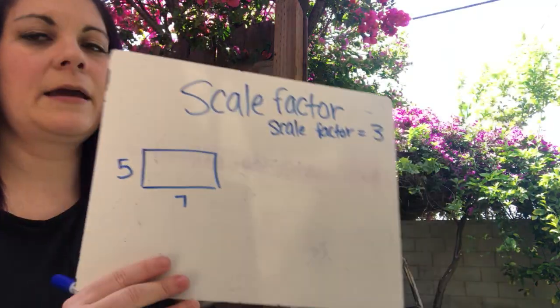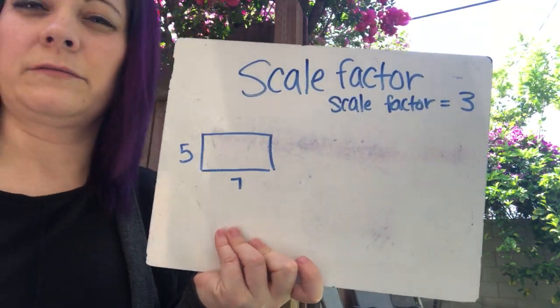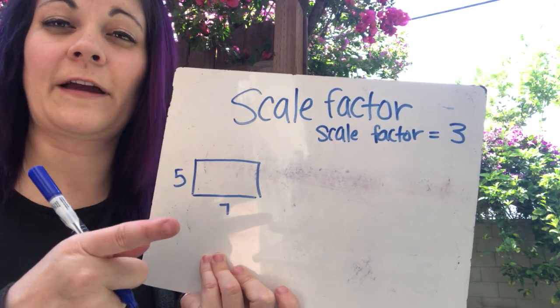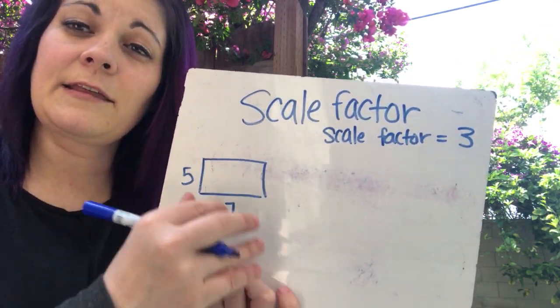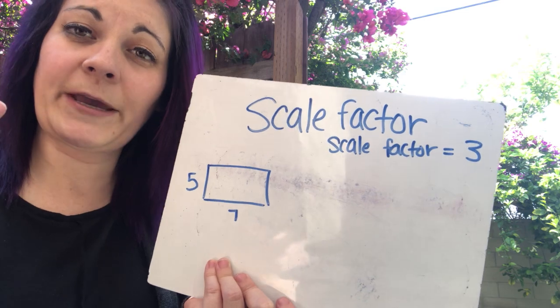So here's how you do it mathematically. Let me draw my figure here. So I have a figure, 5, 7, and I say the scale factor is 3, okay? So I have this rectangle and I'm saying the scale factor is 3. That means this object right here has got to get 3 times bigger.